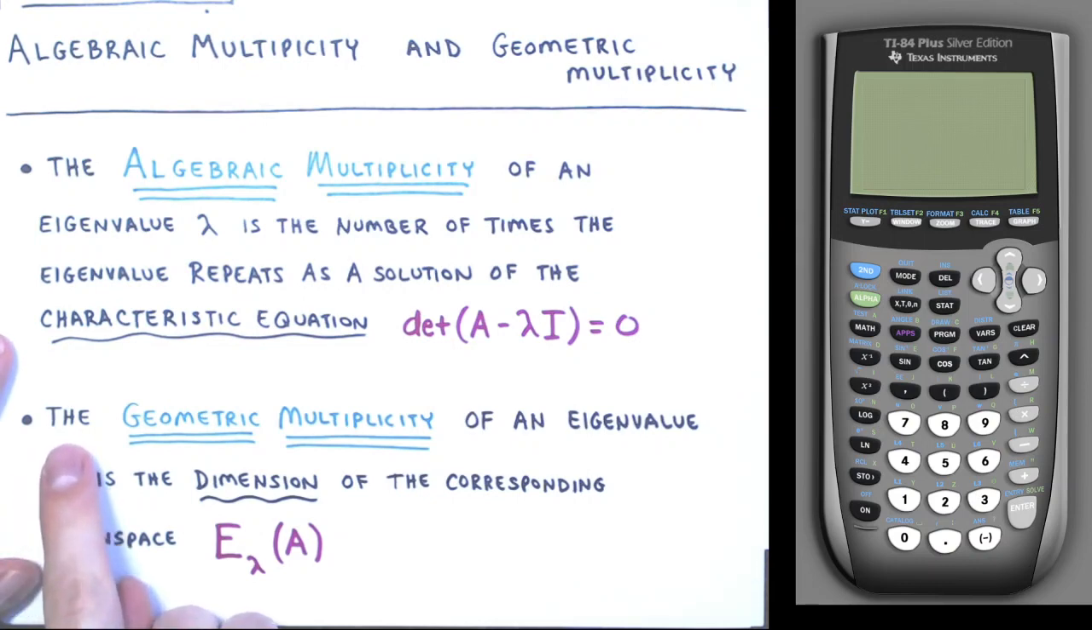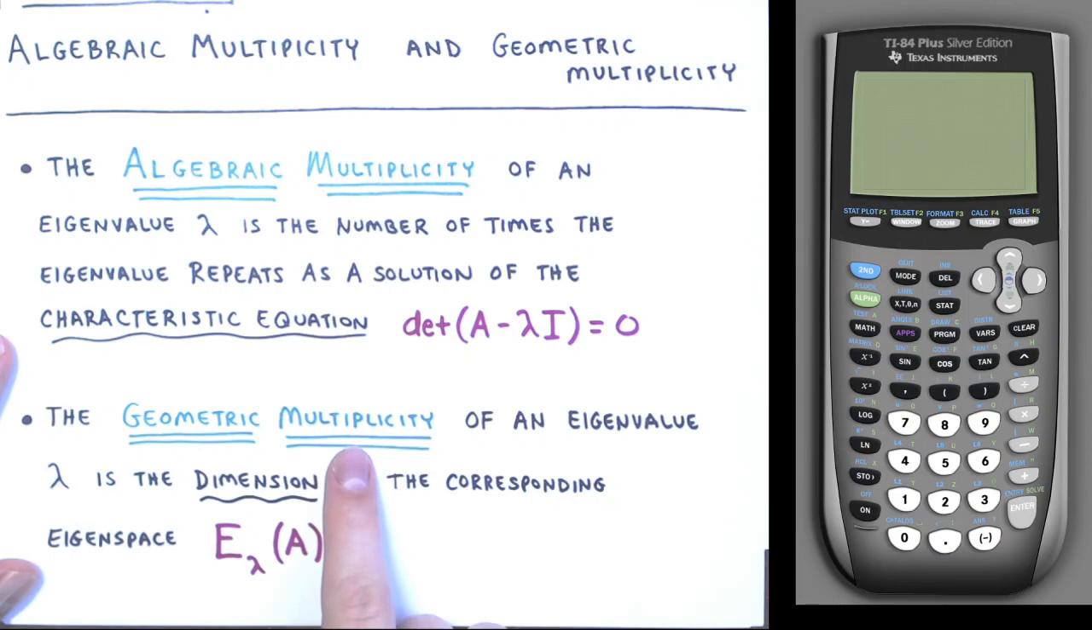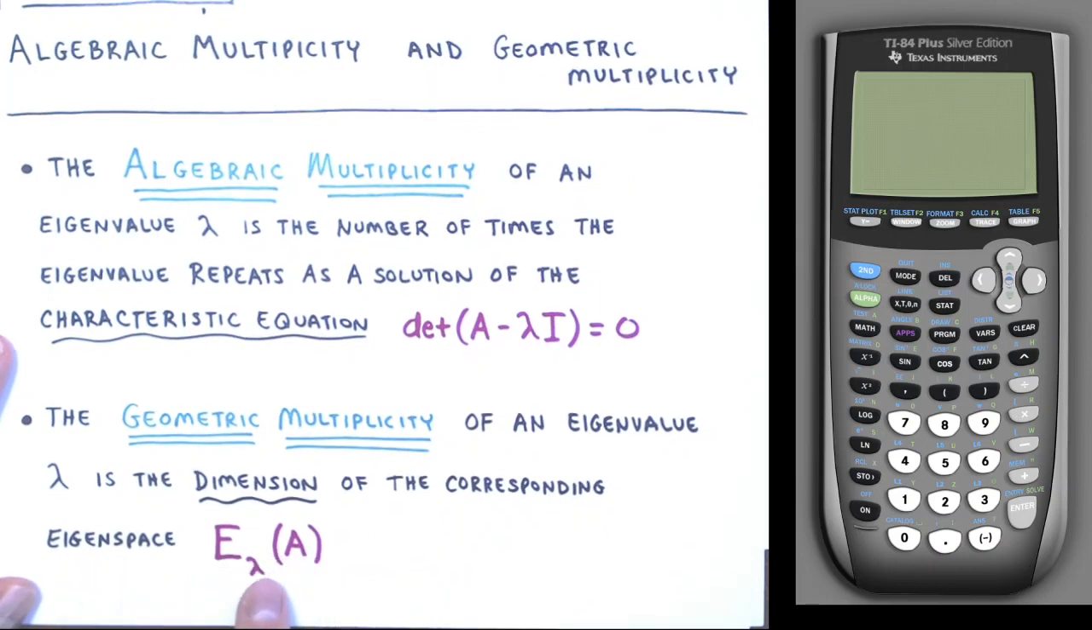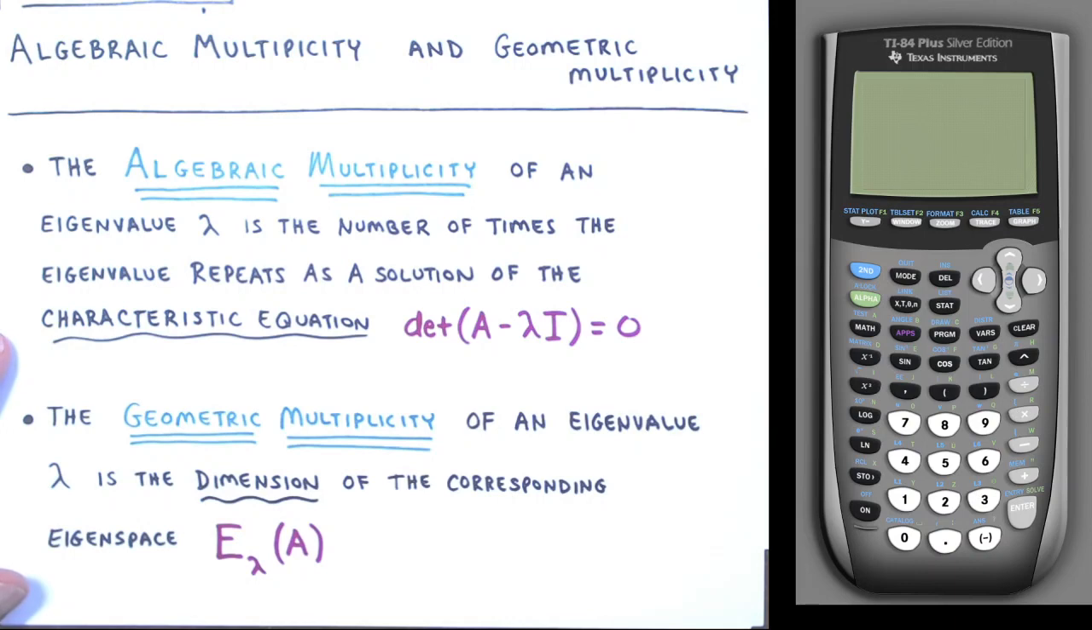Then the other kind of multiplicity of an eigenvalue is the geometric multiplicity. The geometric multiplicity of an eigenvalue lambda is the dimension of the corresponding eigenspace, right? The eigenspace of A that corresponds to lambda. Remember, this is a vector space, and it'll have an eigenbasis, and the dimension of that vector space is simply how many vectors are in an eigenbasis, a basis for that vector space.